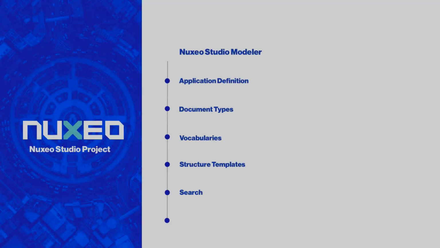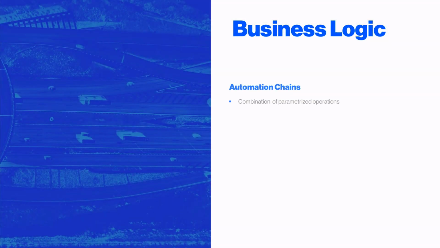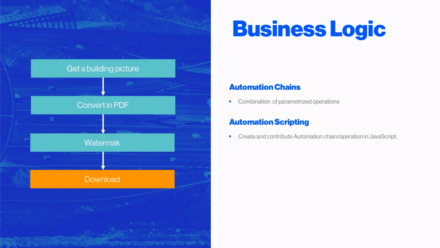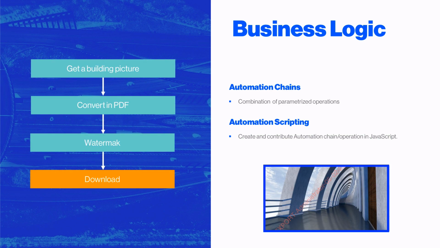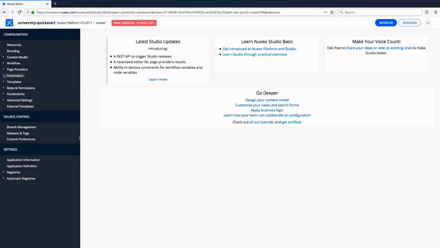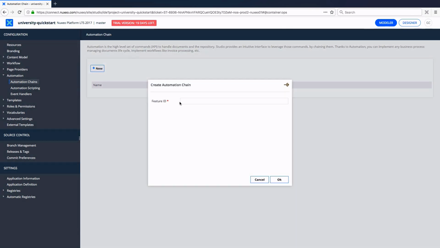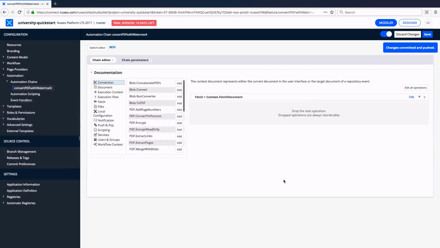Business logic is implemented with automation chains and automation scripting. You can create automation chains without having to write any code. Let's create one to watermark a picture, save it as a PDF, and download it to our desktop. Once the automation chain is initialized, just drag and drop the different operations in the right order, making sure the output of one operation corresponds to the input of the next one.